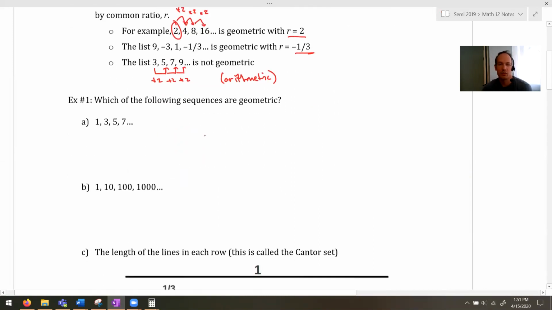So example 1, which of the following sequences are geometric? This is really similar to what's above. You can see that every time we're adding 2. You might be going, well, could we be multiplying by 3? But you're not multiplying by 3 to get to the next thing. This would be what, like 5 over 3 or something like that. It's not going to work. So this is not geometric. Okay, you can only get to the next term by adding. Therefore, it's not geometric.